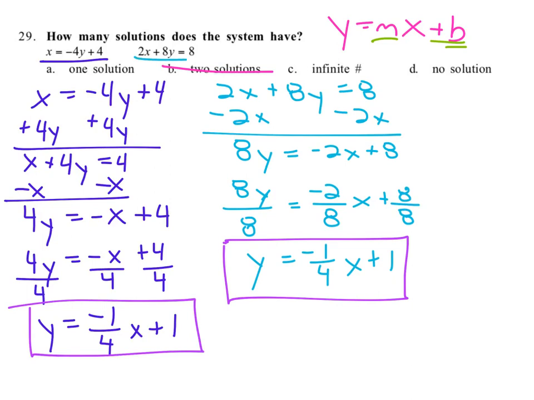Okay? And so there's an infinite number of solutions to this, because anything that solves one will solve the other, and there's an infinite number of points along the lines that will solve them, so infinite solutions.